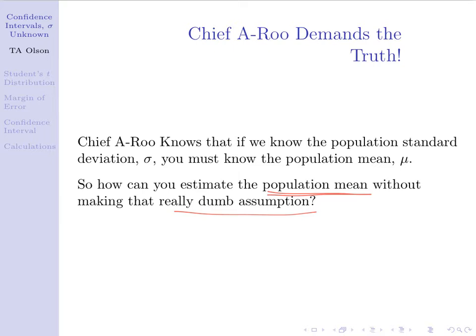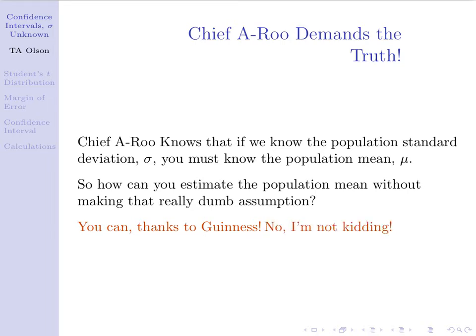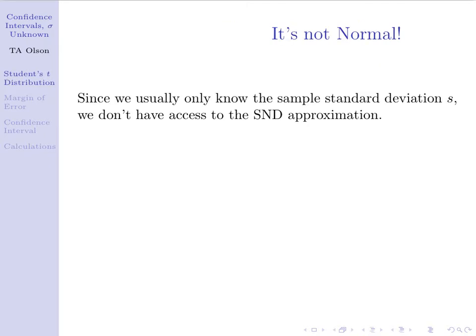And it turns out that you can still do this, thanks to Guinness, or in particular, someone who works there. And I'm not actually kidding about this. This comes from the brewery, okay? All right, so since we usually only know the sample standard deviation, remember, that's S, we don't actually have access to the standard normal distribution approximation. So what do we do instead?